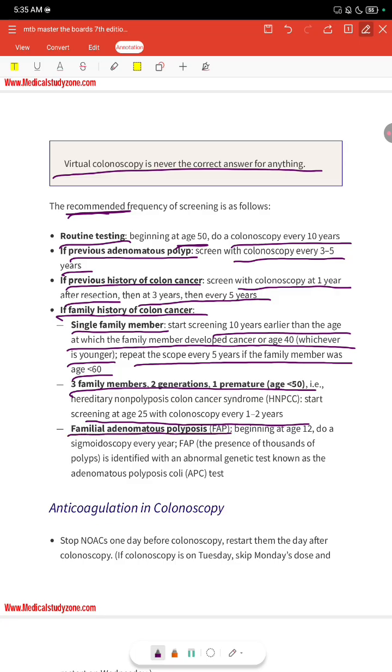Familial adenomatous polyposis. Beginning at age 12, do a sigmoidoscopy every year. Familial adenomatous polyposis, the presence of thousands of polyps, is identified with an abnormal genetic test known as the APC test, adenomatous polyposis coli test.